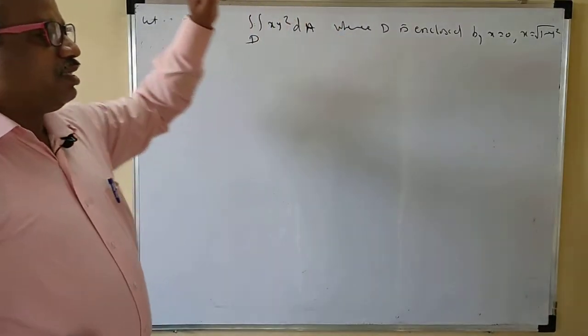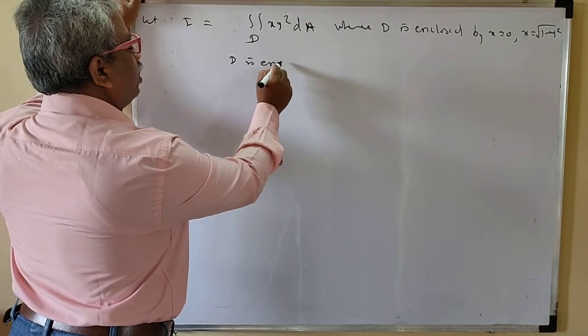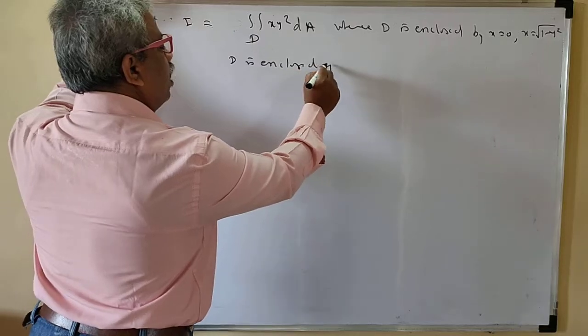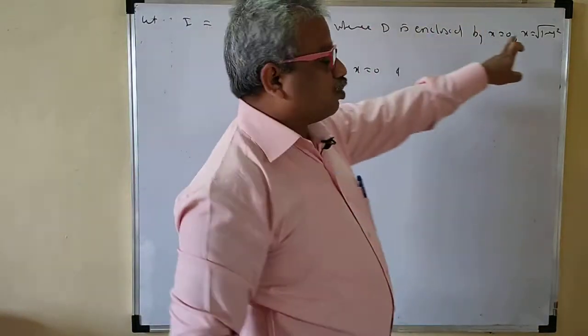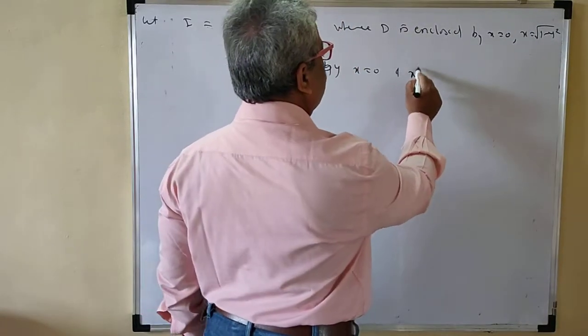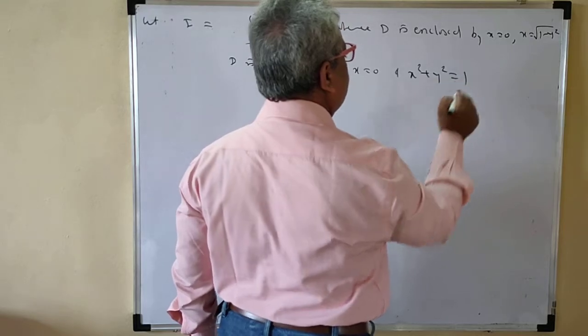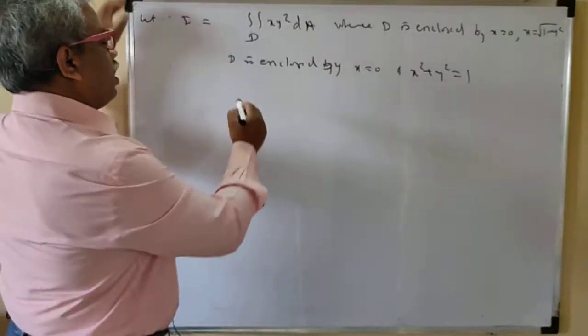D is enclosed by x is equal to 0, and x square is equal to 1 minus y square. So that means x square plus y square is equal to 1. So x square plus y square is equal to 1 is a circle. Easily you can draw the region.